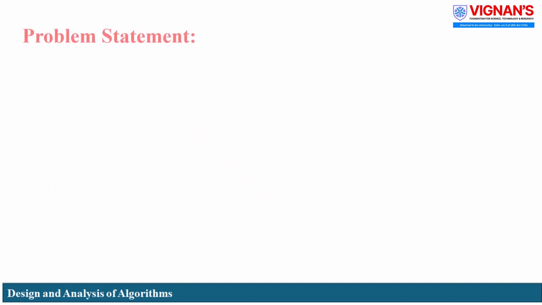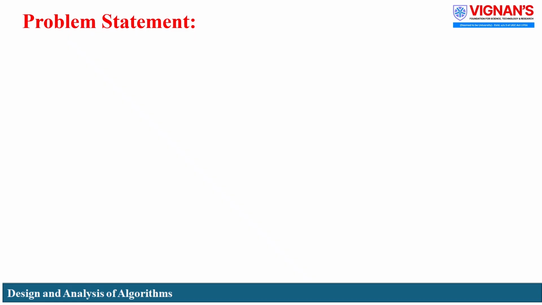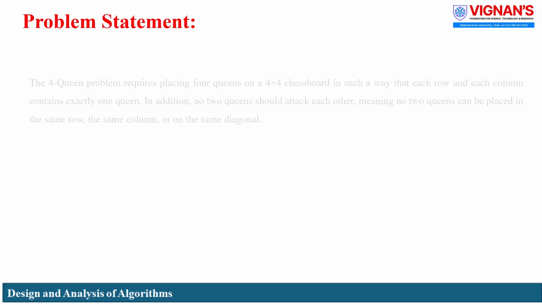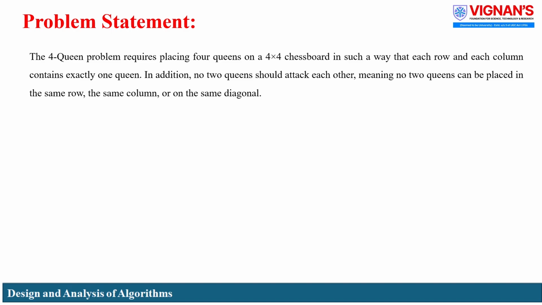Here is the problem statement for the 4-queen problem. The 4-queen problem requires placing 4 queens on a 4x4 chessboard so that each row and each column contains exactly one queen. Also, no two queens should attack each other. This means no two queens can be in the same row, the same column, or on the same diagonal.